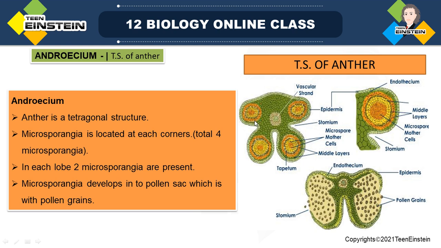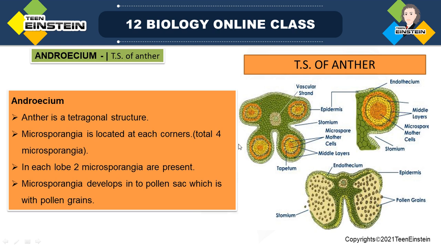In each side it has a microsporangium. You can see here 1, 2, 3, 4: 4 microsporangia at 4 corners. At each corner it has 1 microsporangium. In 2 lobes, this is 1 lobe and this is 1 lobe. So in 2 lobes it has 4 microsporangia.